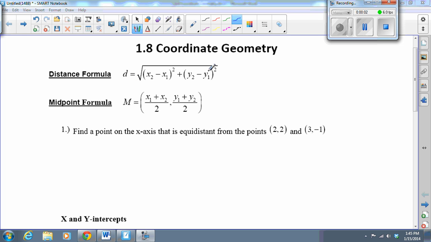We will work over coordinate geometry today, and that will be your 1.8 notes. First thing you need to remember is your distance formula and midpoint formula. You have done this so many times before.